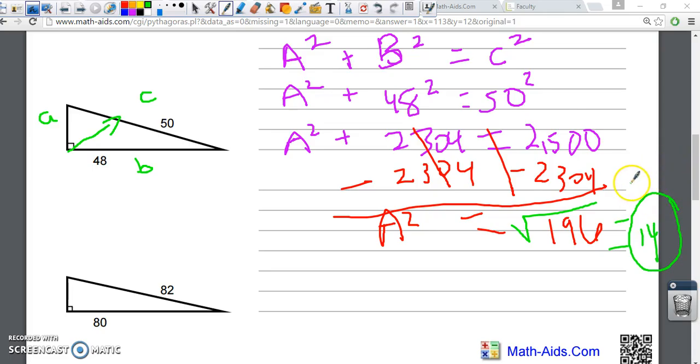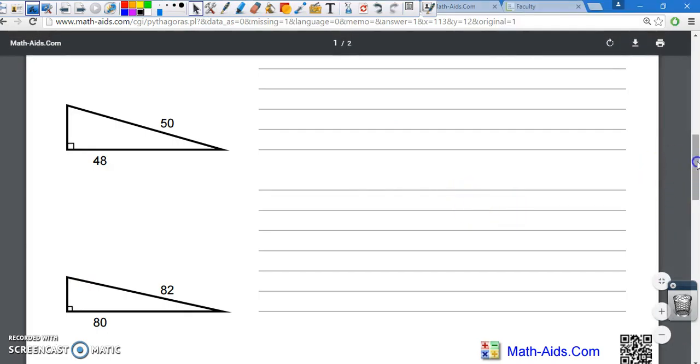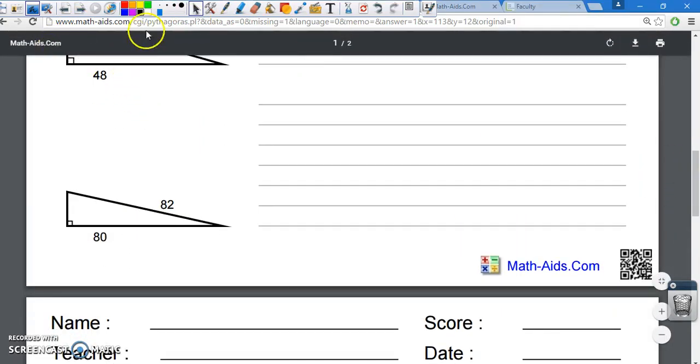How do I know? Easy. Substitute 14 for A. So 14 squared. If you do this in your calculator, 14 times 14, you should get 196. That is how you know your answer is correct. All right? One more of showing what to do when the leg A is missing. My next video will be what to do when leg B is missing.